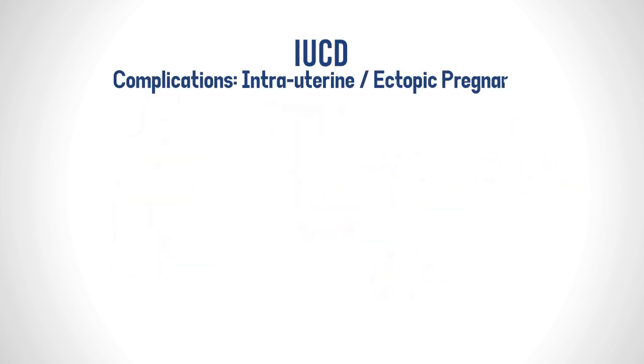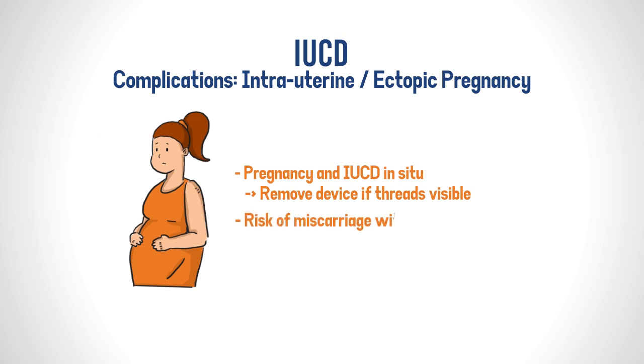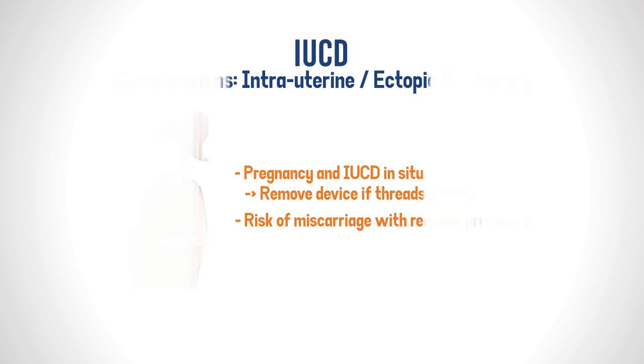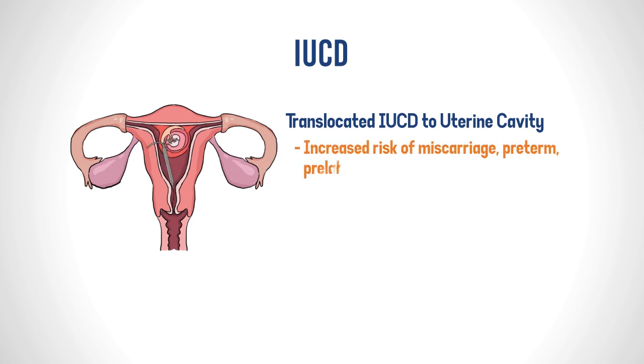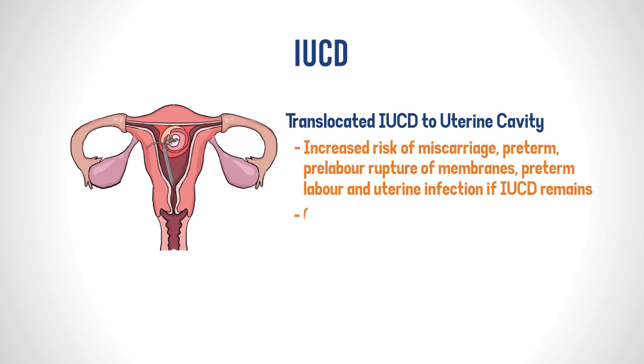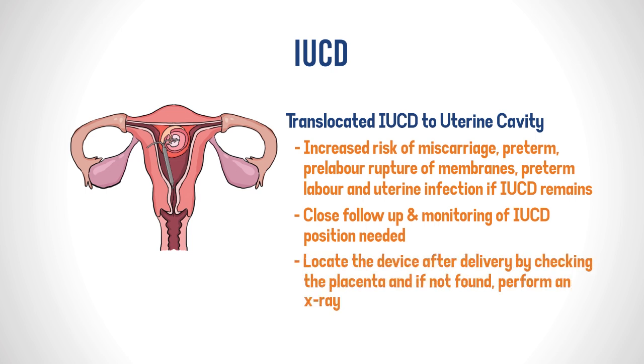In the case of intrauterine pregnancy with the IUCD in situ and threads visible, removal of the device is advised if the woman decides to continue the pregnancy, although there is a higher risk of miscarriage and infection. If the IUCD remains within the uterine cavity, the pregnancy may continue without removal. However, there is a much higher risk of miscarriage, premature labor, and uterine infection.